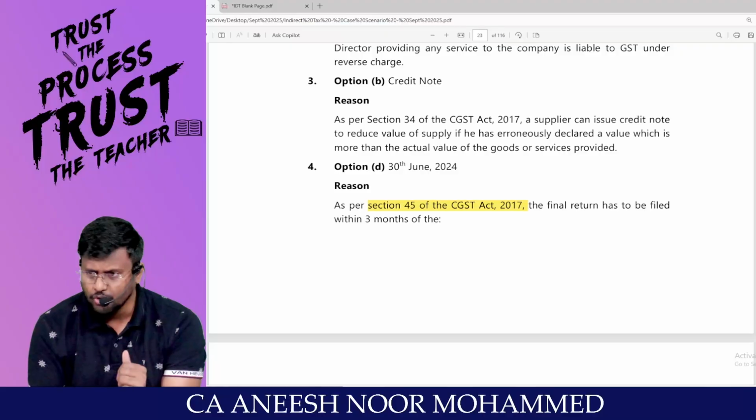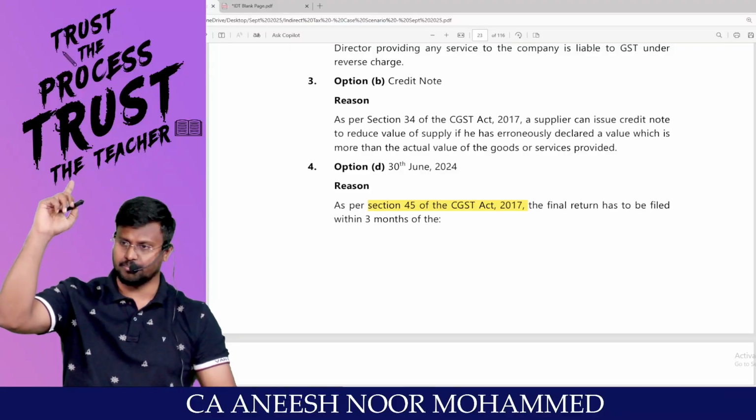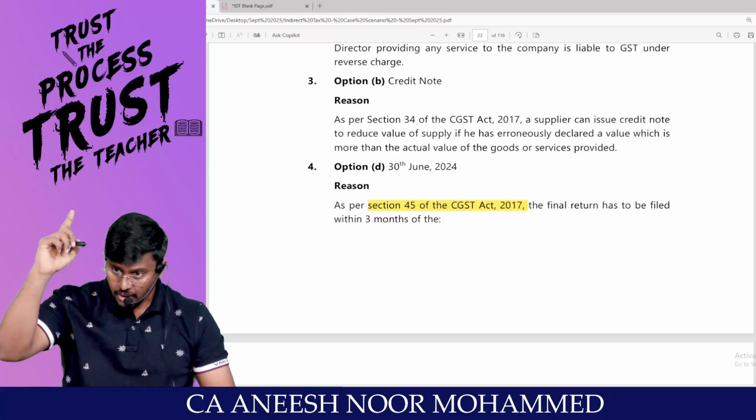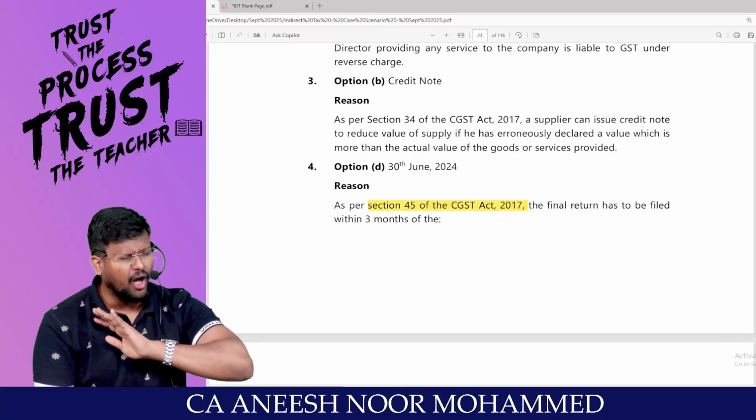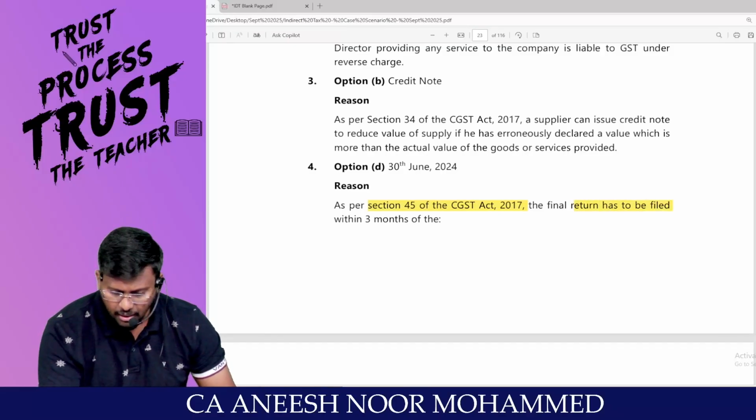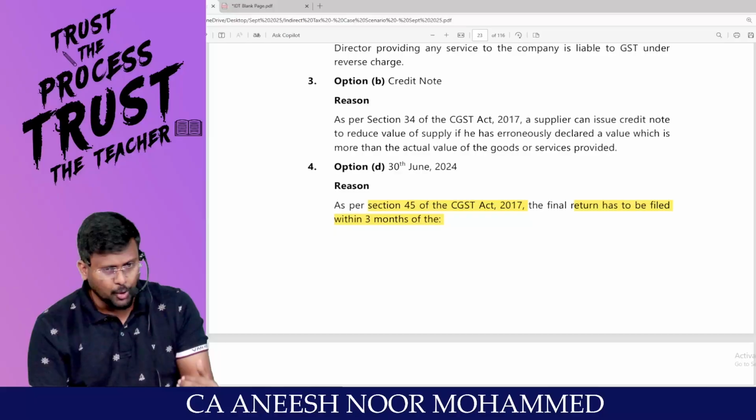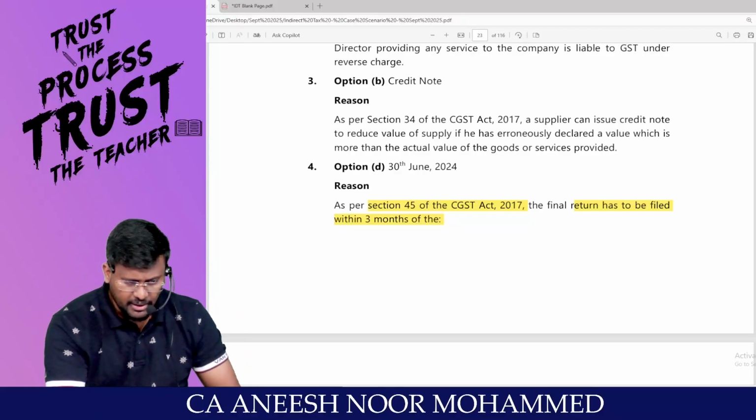When am I supposed to file the final return? If my registration has been cancelled under section 29, I am supposed to file the last return. The last return is called what? Final return. The final return has to be filed within 3 months. Within how many months? Sir, I am supposed to file my final return within 3 months.